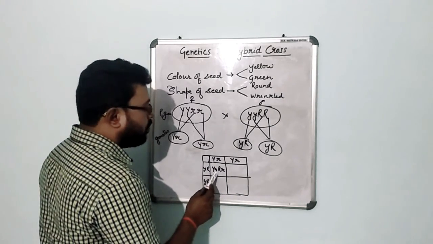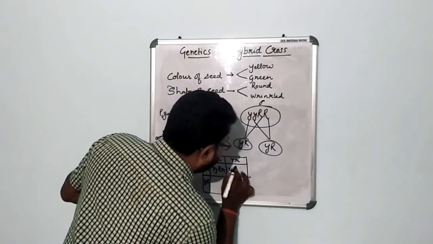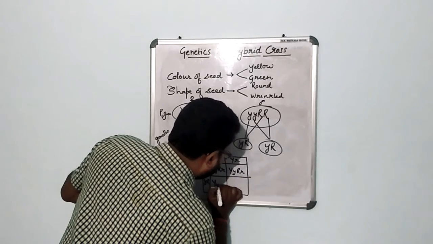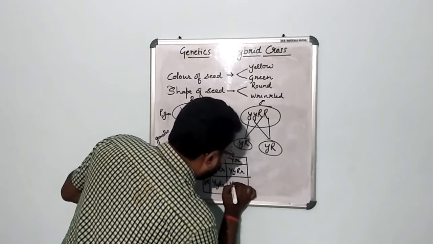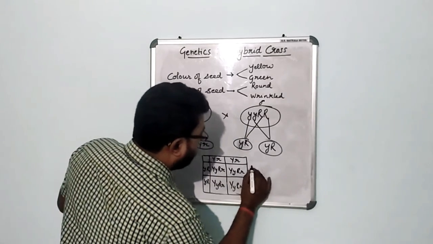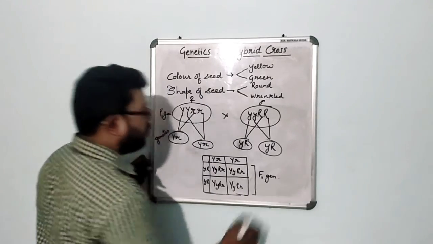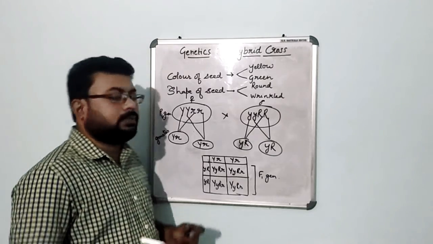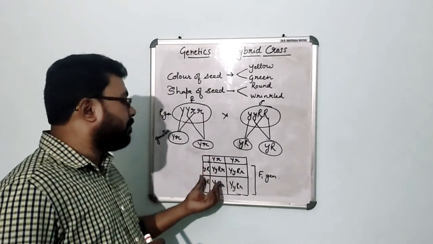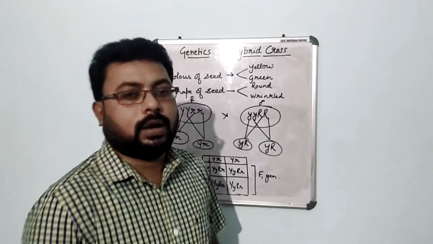So capital Y, capital R and small r, and similarly the same way we are going to write here. Okay, like this. So this is our F1 generation in the dihybrid cross, and we see all the plants that we have received, they all are what? They are hybrid yellow and round. They have hybrid yellow and round seeds.